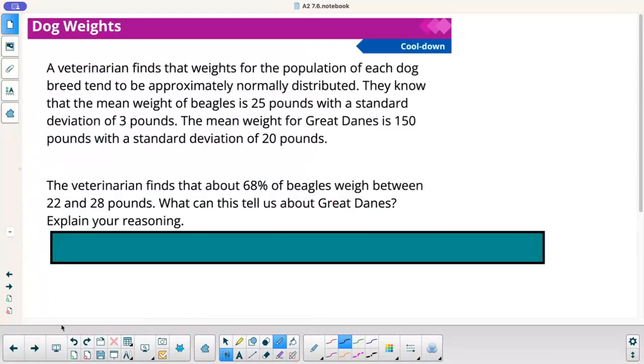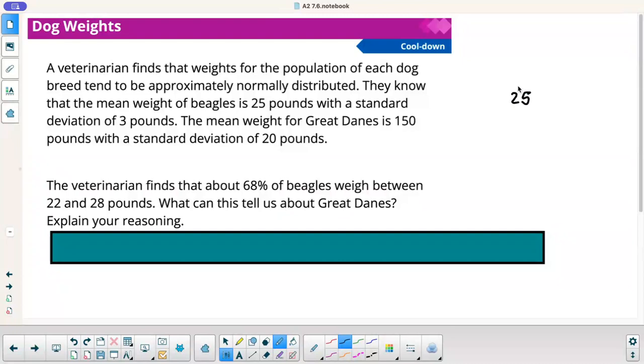All right. So last thing, a veterinarian finds that weights for the population of each dog breed tend to be approximately normally distributed. They know that the mean weight of beagles is 25 pounds with a standard deviation of 3 pounds. The mean weight for Great Danes is 150 pounds with a standard deviation of 20 pounds. The veterinarian finds that about 68% of beagles weigh between 22 and 28 pounds. What can this tell us about Great Danes? Explain your reasoning.